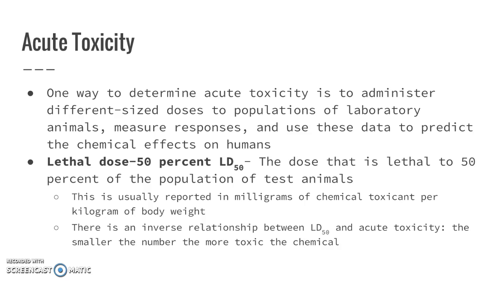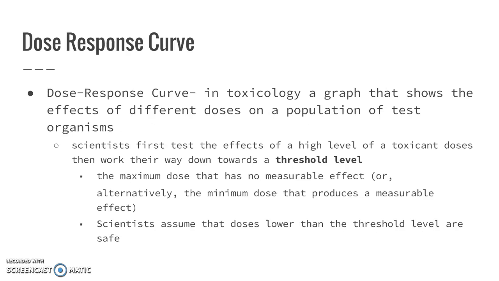We usually look at this as lethal dose 50%, or LD50, the dose that is lethal to 50% of the population of test animals. This is usually reported in milligrams of chemical toxicant per kilogram of body weight. So remember, if we're talking about a rat or a small mammal, it's going to be a lot different than it is for a human. There's an inverse relationship between LD50 and acute toxicity, meaning that a small LD50 is actually very toxic, but a large LD50 is not very toxic. The smaller the number, the more toxic the chemical.